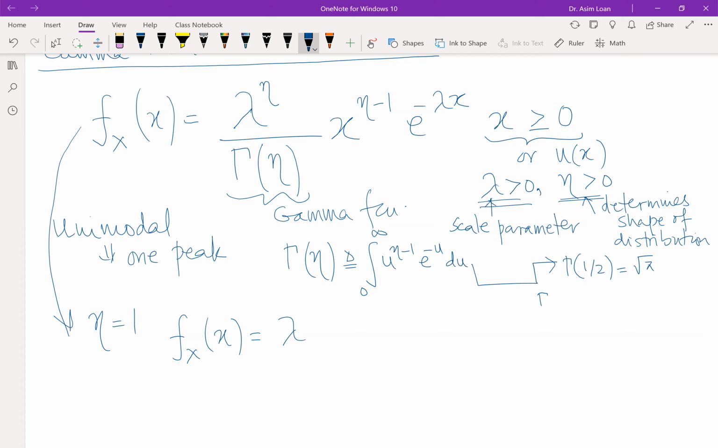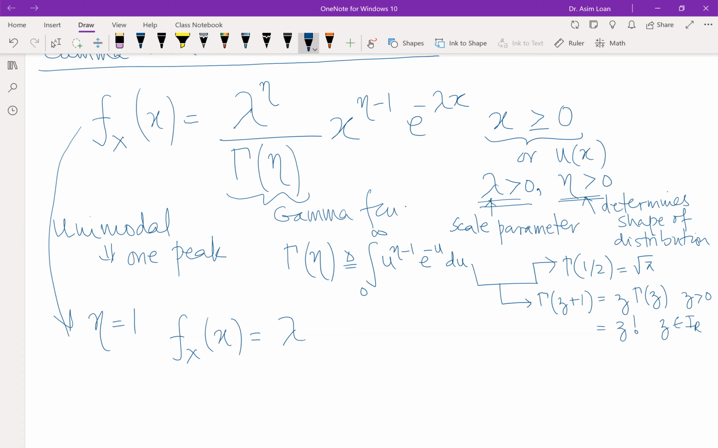Gamma of one half is the square root of pi. Gamma of z plus 1 is z times gamma of z when z is not an integer, and this is also equal to z factorial if z belongs to the set of integers. From these three definitions you can find the value of gamma of eta for any value, for z greater than 0.